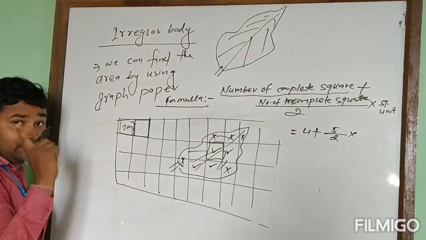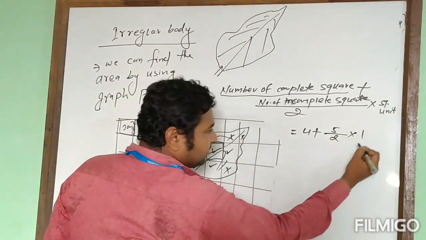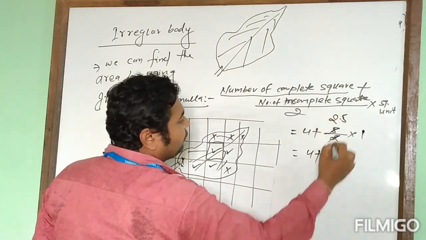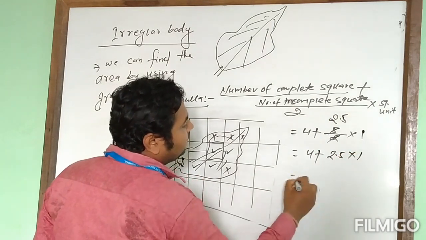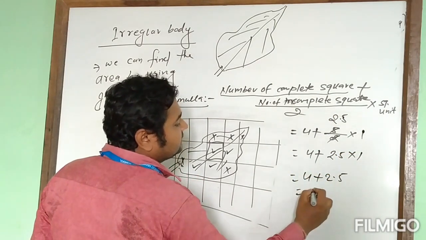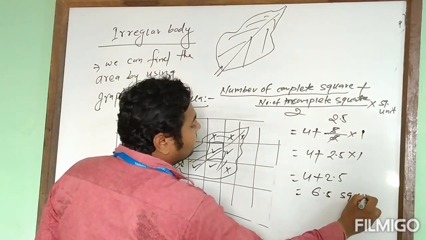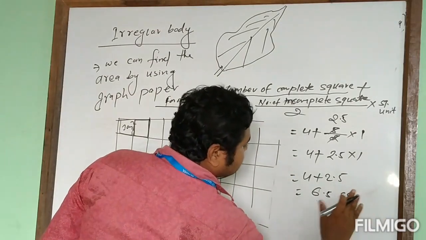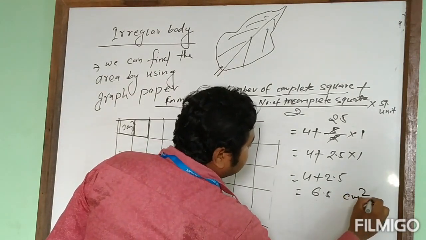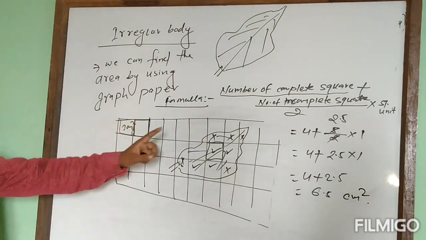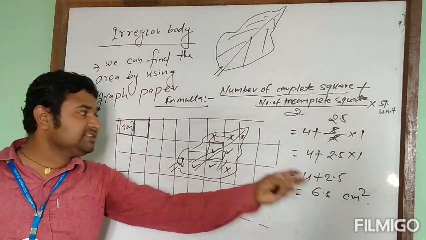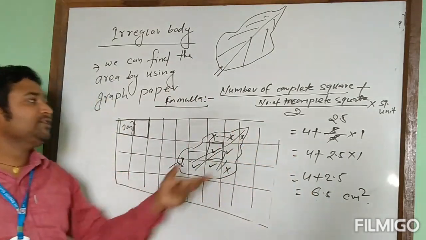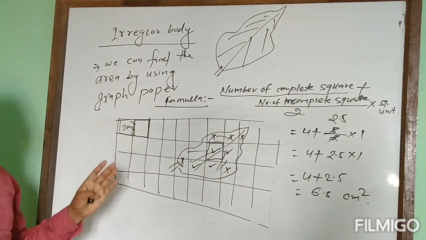Now divide by 2 and multiply by the square unit. One square unit is 1. So 4 plus 2.5, that is 6.5 square units, which means square centimeter. Now our answer is 6.5. What is the area of this leaf? 6.5 square centimeters. In this way we can find the area of an irregular body.